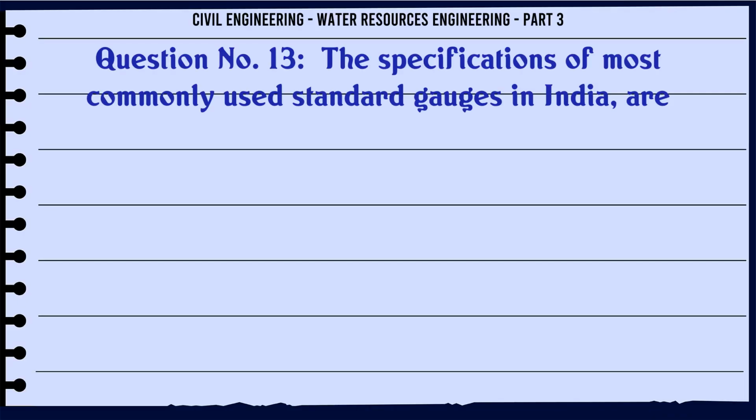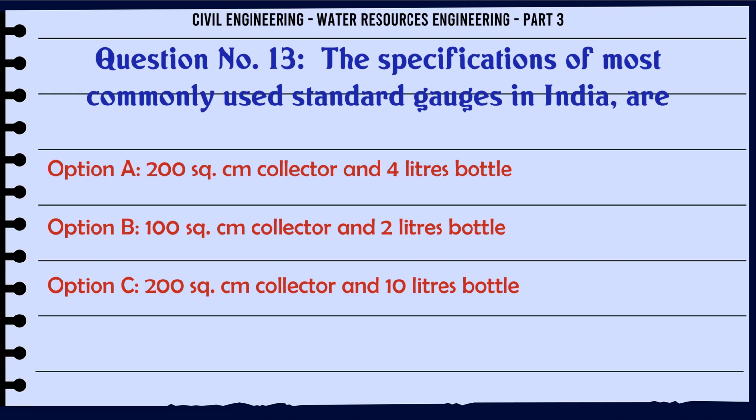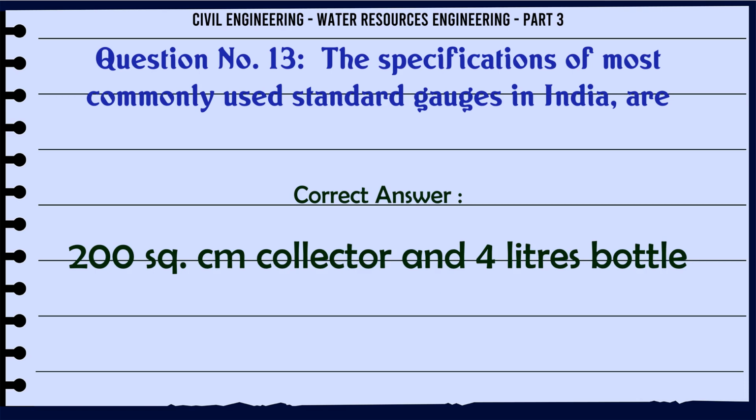The specifications of most commonly used standard gauges in India are: A. 200 sq cm collector and 4 liters bottle. B. 100 sq cm collector and 2 liters bottle. C. 200 sq cm collector and 10 liters bottle. D. 100 sq cm collector and 4 liters bottle. The correct answer is 200 sq cm collector and 4 liters bottle.